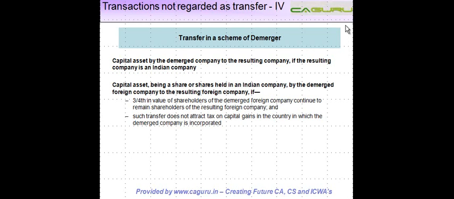Transactions not regarded as transfer. Let us see part 4, and in this case we are going to see transactions relating to demerger which are not regarded as a transfer for the purpose of the Income Tax Act.